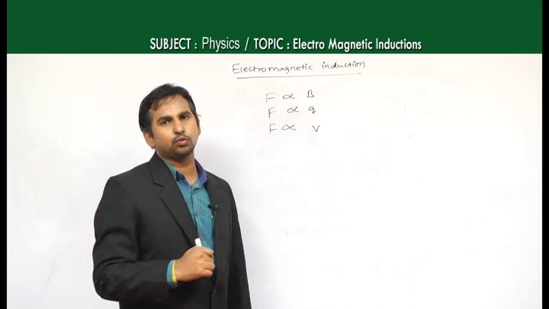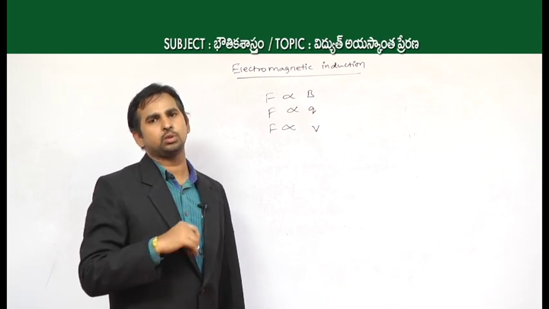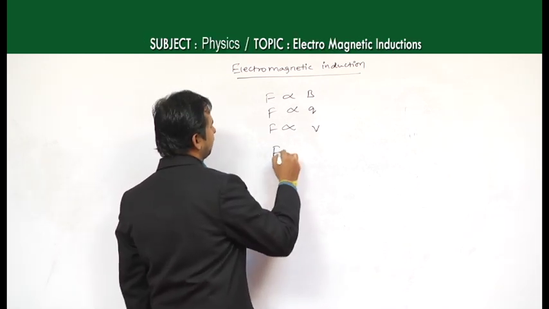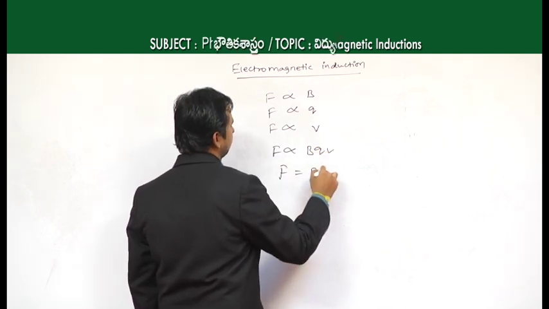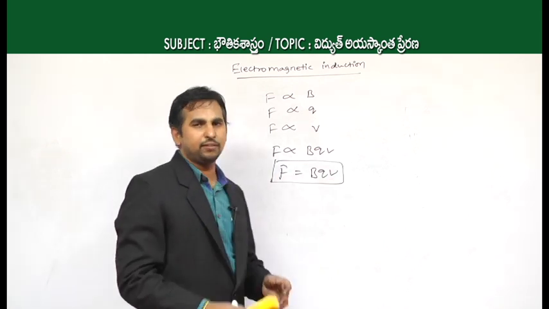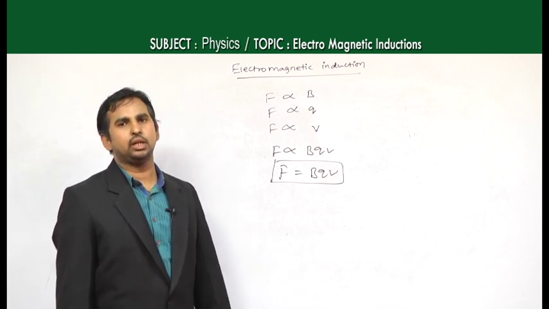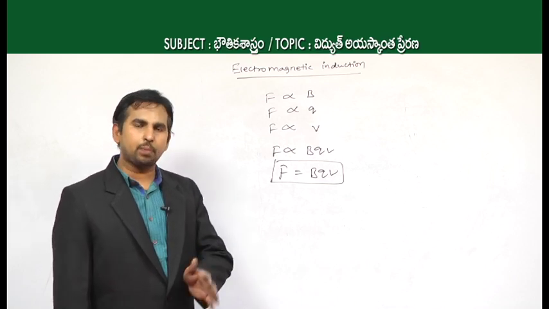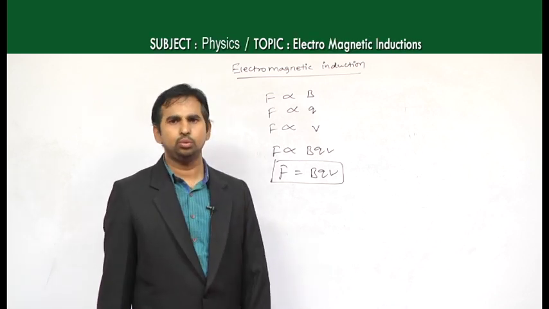Like this, the magnetic force acting on a charge exposed inside a magnetic field is directly proportional to B, Q and V, which is F is equal to BQV, if you take the constant as unity. This means when you place an electric charge inside a uniform magnetic field, it applies some force on this charge. That force is equal to BQV.